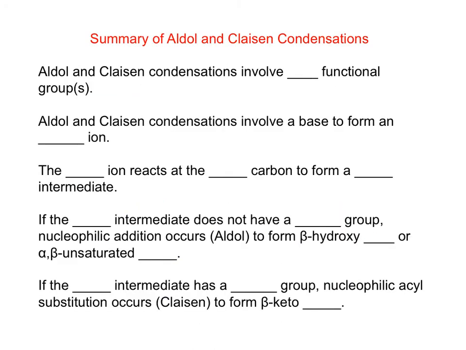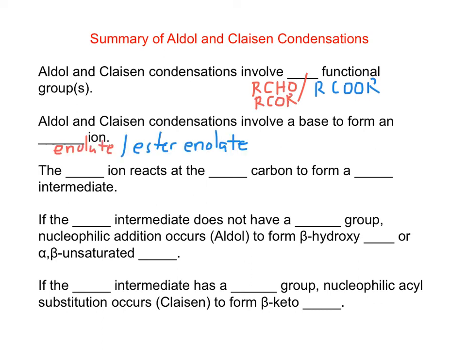Let's review aldol and Claisen condensation reactions. So stop the video and answer these questions. So an aldol condensation involves an aldehyde or ketone, and a Claisen condensation involves an ester. In each reaction, the proton on the alpha carbon reacts with the base to form an enolate ion in the aldol condensation reaction and an ester enolate ion in the Claisen condensation reaction.